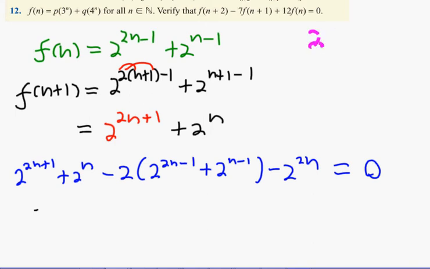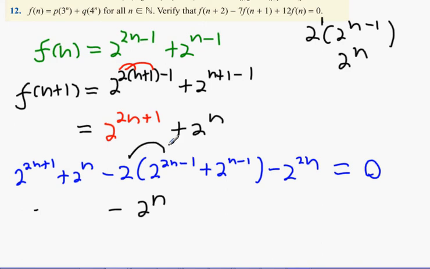What's 2 multiplied by 2 to the n minus 1? Can anybody tell me that? What happens when I multiply that? Have to add the powers, don't I? So what's n minus 1 plus 1? n. So the answer to that is 2 to the power of n. So the first one is going to be minus 2 to the power of n. When I multiply those two by each other, I'm going to get minus 2 to the n.